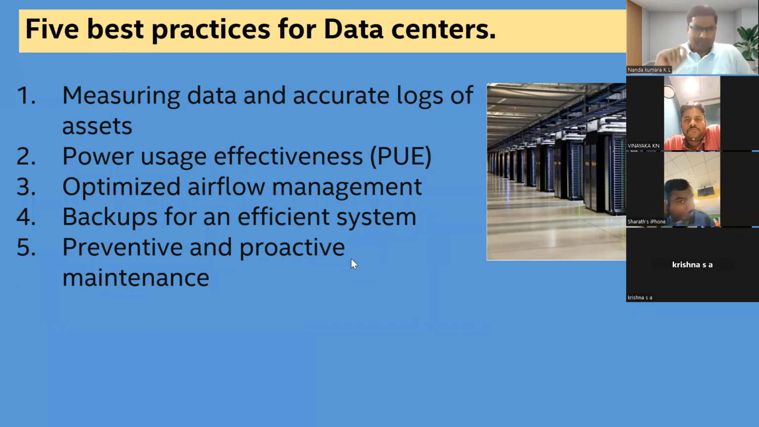Next point, backup for an efficient system. Like I mentioned, air conditioning should have backup power. If it is a precision air conditioner, it should have dual fluid units. One is chilled water, another one is DX. In the case of chilled water, and again chilled water is coming from the chillers, the chiller should have backup also, one working chiller and one standby chiller.